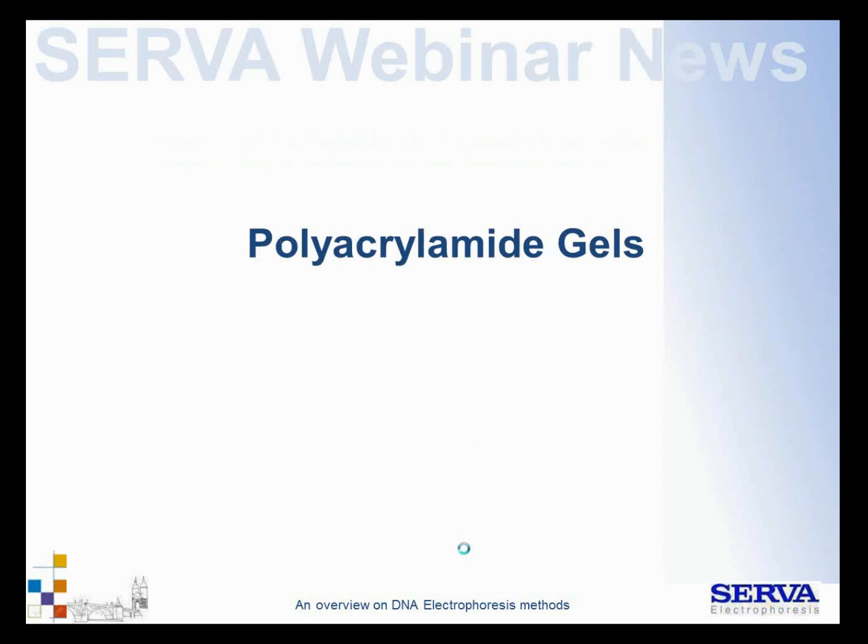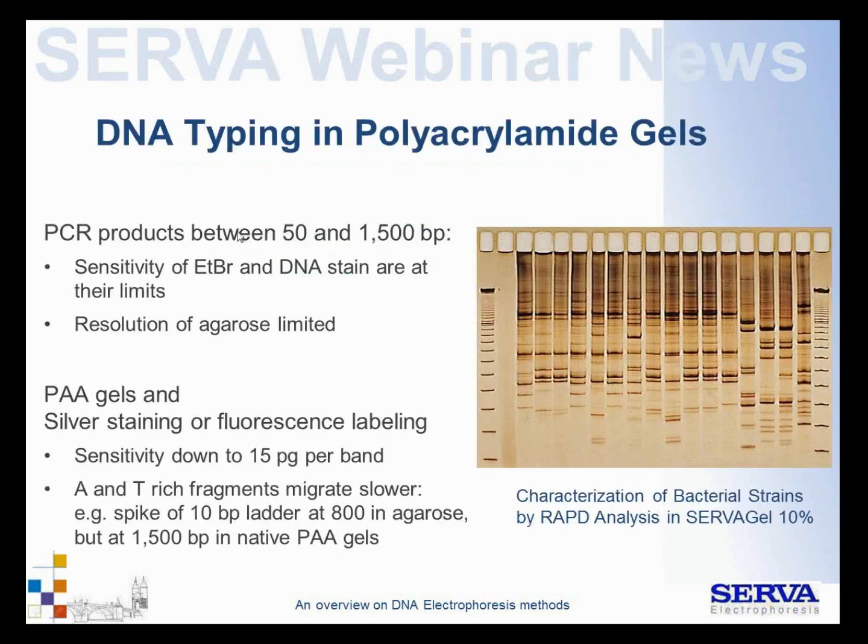Polyacrylamide gels are usually used when you run PCR products which are relatively short, between 50 and 1500 base pairs, because here the resolution of the agarose is no longer as expected. Also, when you increase the agarose content, it will not improve it too much, and the sensitivity of ethidium bromide for DNA is also at its limits. So in such a polyacrylamide gel, you can apply either silver staining or fluorescent labeling, and then you can get down to a 15 picogram per band sensitivity.